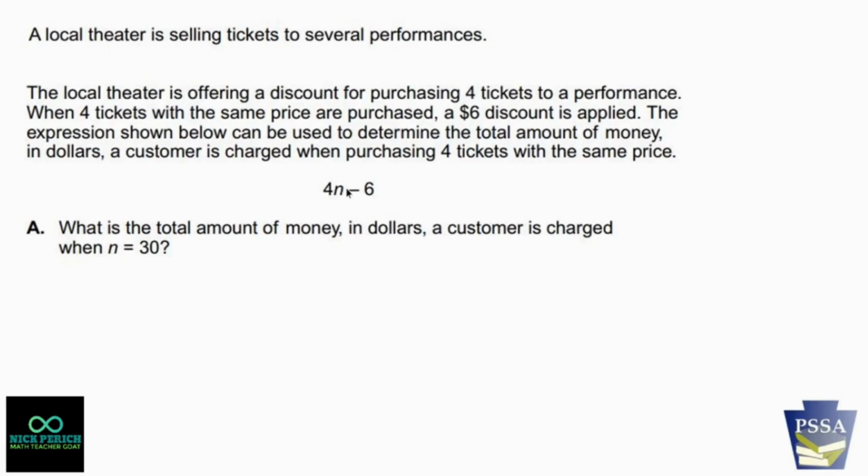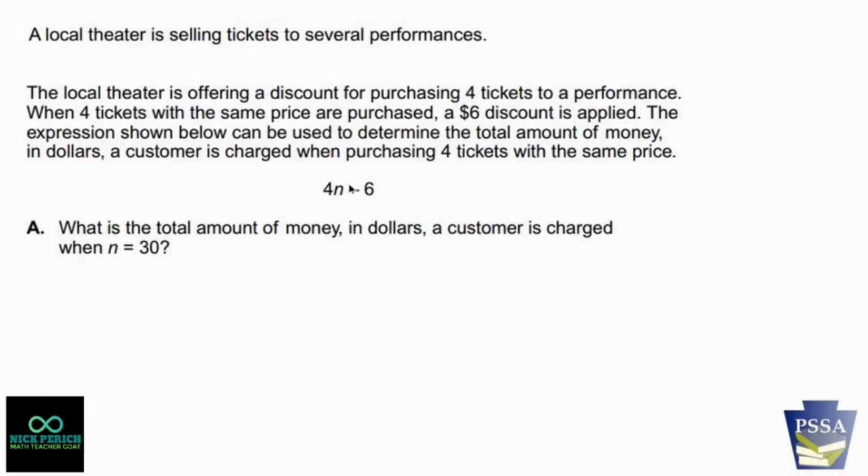So N is the cost of each ticket. So 4 times the cost of each ticket is going to be how much it costs total, but take away $6 for that $6 discount. What is the total amount of money in dollars a customer is charged when N equals 30?